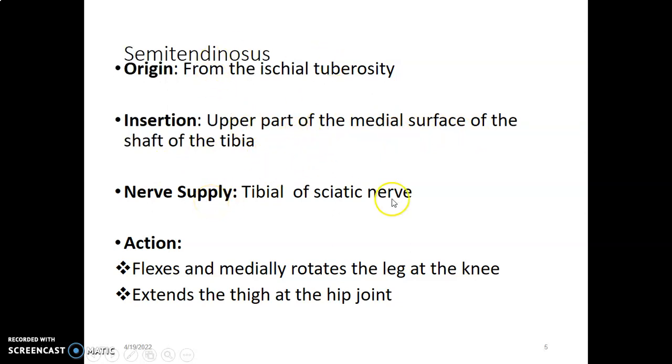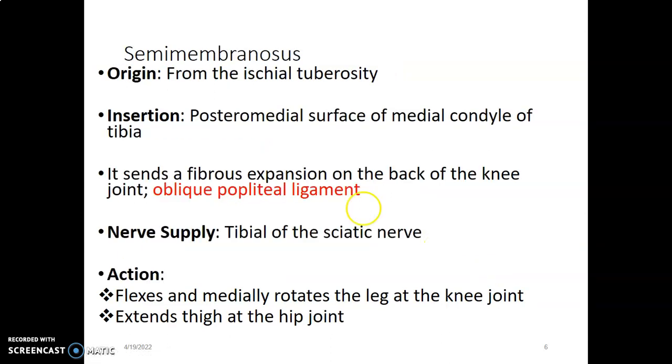All hamstring muscles are innervated by the tibial branch of the sciatic nerve, except the short head of biceps, which is by the common peroneal. Semitendinosus crosses the hip and the knee, so it causes extension of the hip and flexion at the knee, and there's also some aspect of medial rotation at the knee because it inserts on the medial aspect of the tibia, causing medial rotation of the leg.